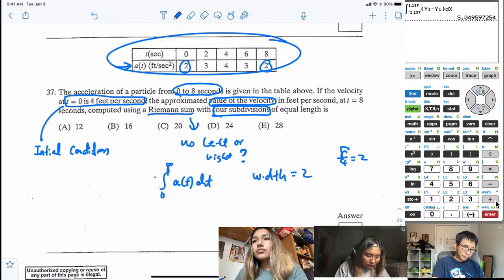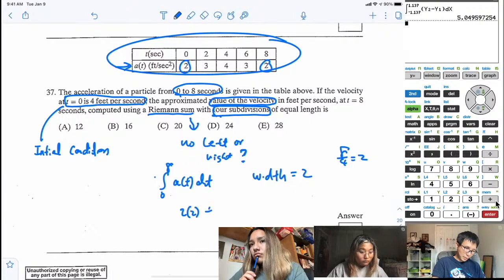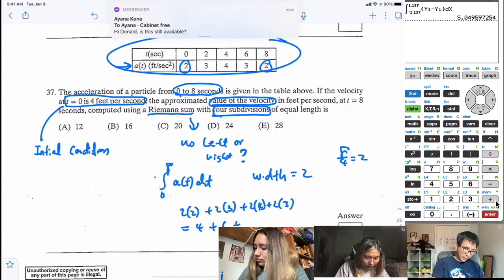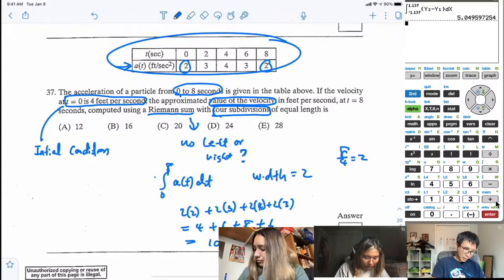So then I'm going to use the left Riemann sum. It'll be 2 times 2 plus 2 times 3 plus 2 times 4 plus 2 times 3. That's equal to 4 plus 6 plus 8 plus 6. That's equal to 10 plus 14. That's equal to 24. Now, is 24 my final answer? That's my question.